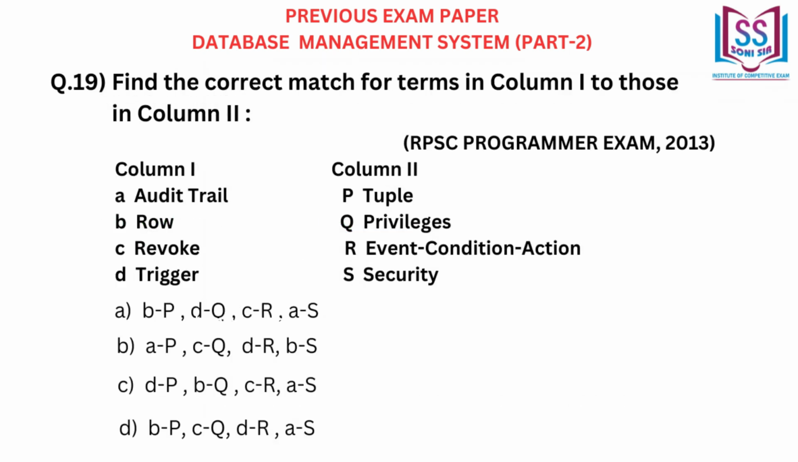Find the correct match for terms in column 1 to those in column 2. A, B, C, D. Correct answer D. B to P, C to Q, D to R and A to S.